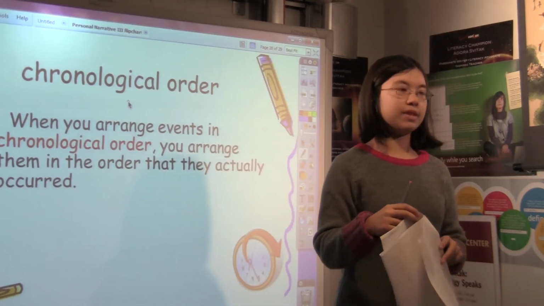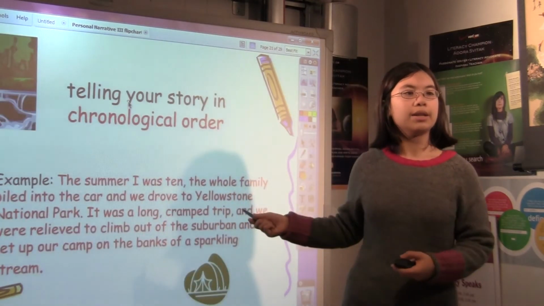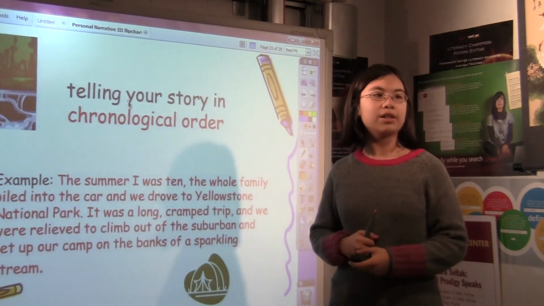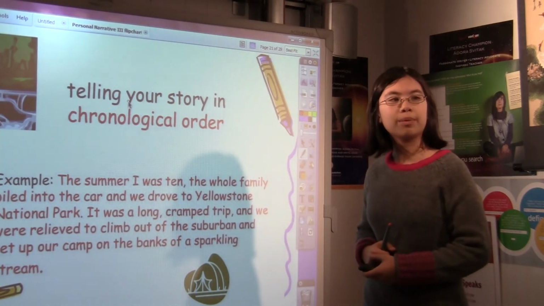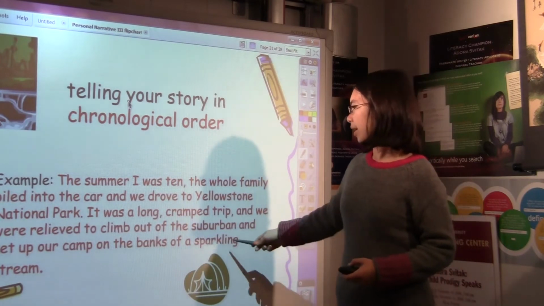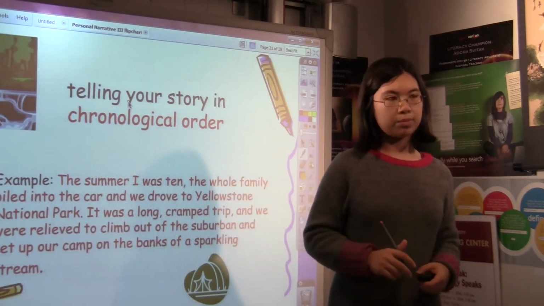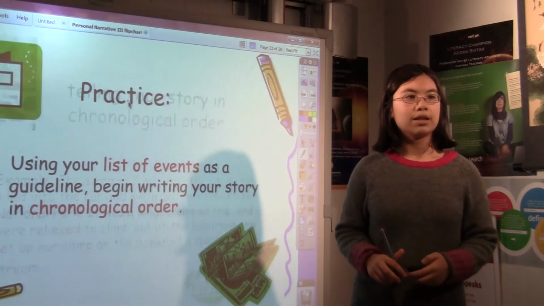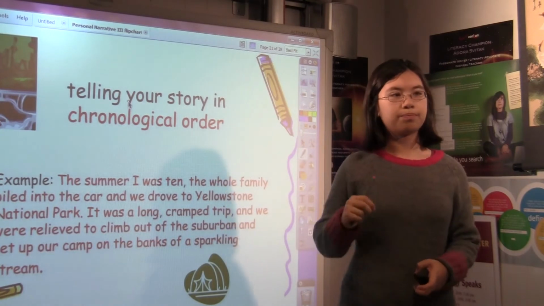So here is an example of telling my story in chronological order, using the Yellowstone example. The summer I was 10, the whole family piled into the car and we drove to Yellowstone National Park. It was a long, cramped trip, and we were relieved to climb out of the Suburban and set up our camp on the banks of a sparkling stream. So this would be starting directly with going to Yellowstone.